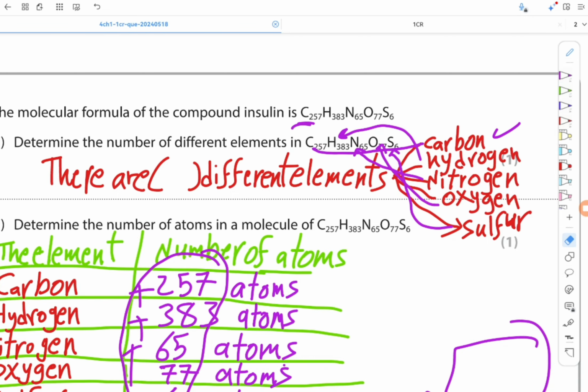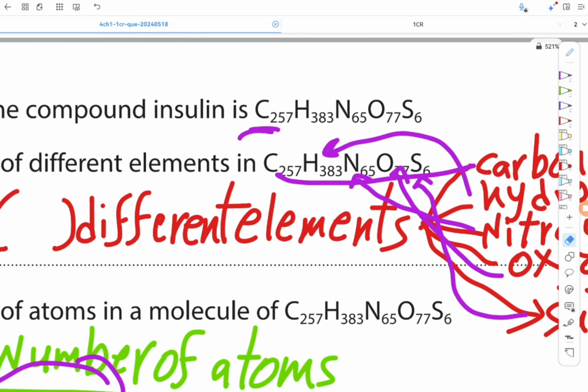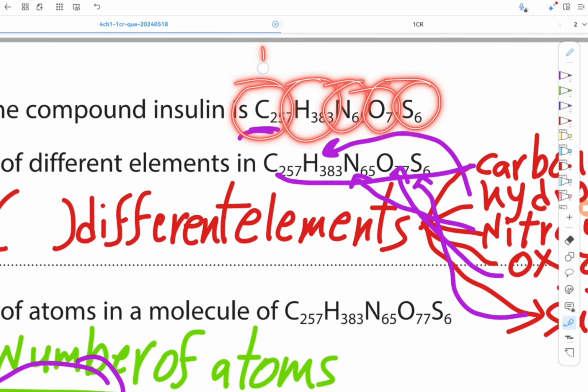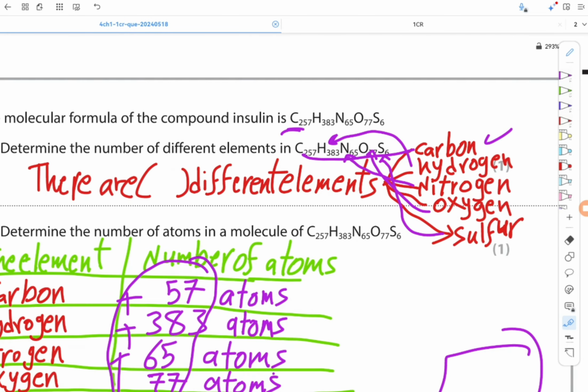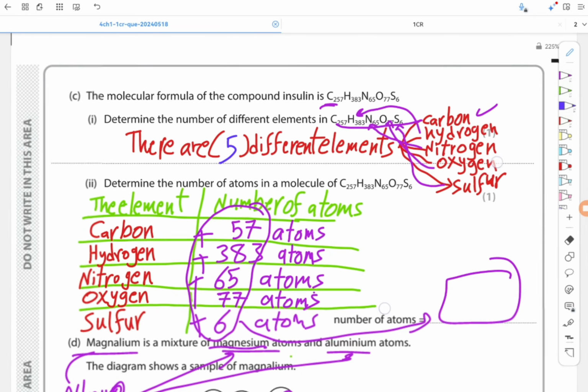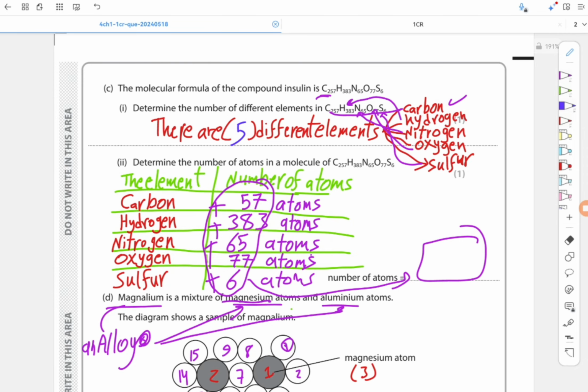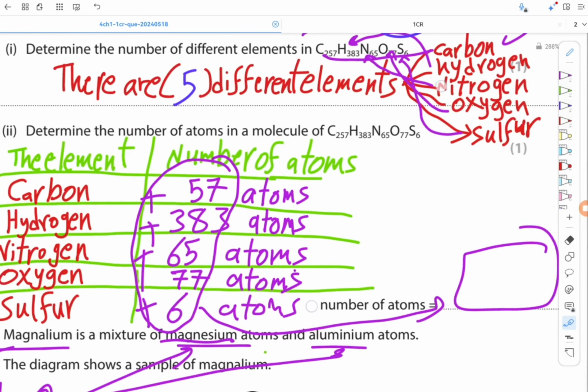As we know, my friends, we have to isolate the elements. We have the first element here, which is carbon. The second one, hydrogen. Third one, nitrogen. We have oxygen and sulfur. 1, 2, 3, 4, 5. So we have 5 different types of atoms. So this chemical compound is made up of 5 different elements, which are carbon, hydrogen, nitrogen, oxygen, and sulfur, as we have just said.